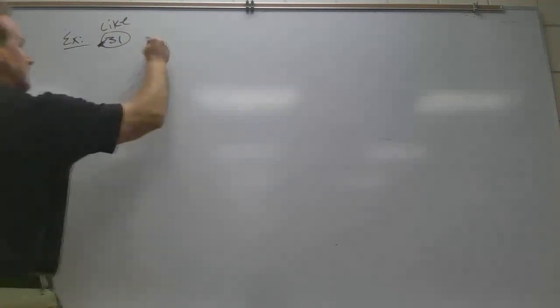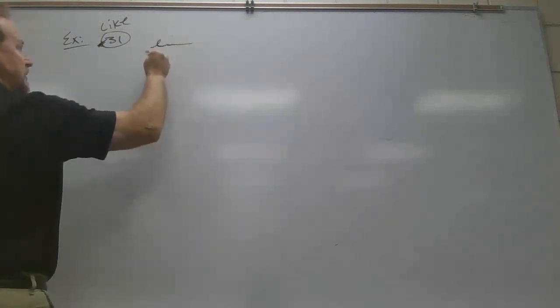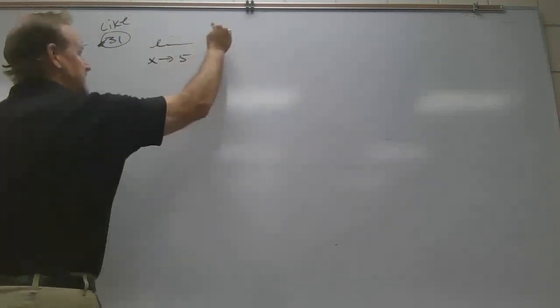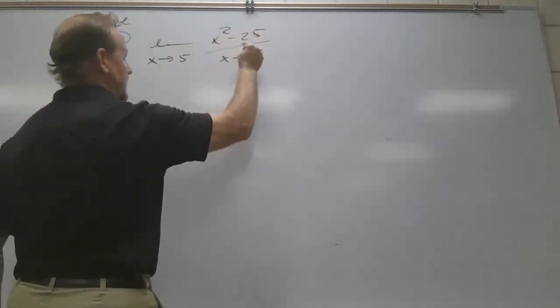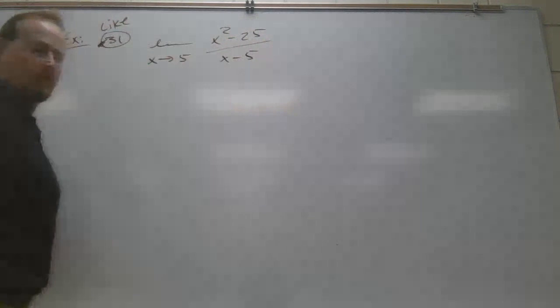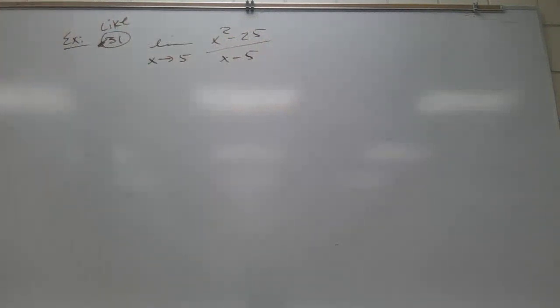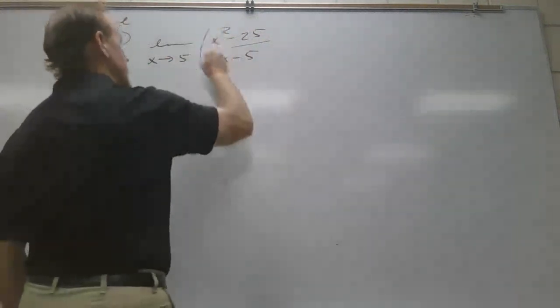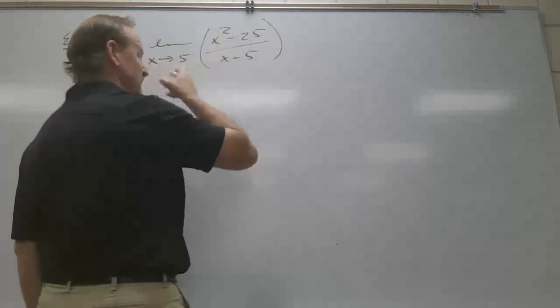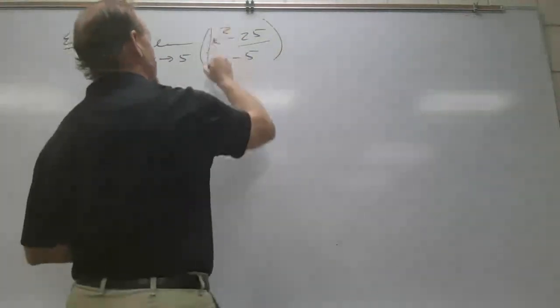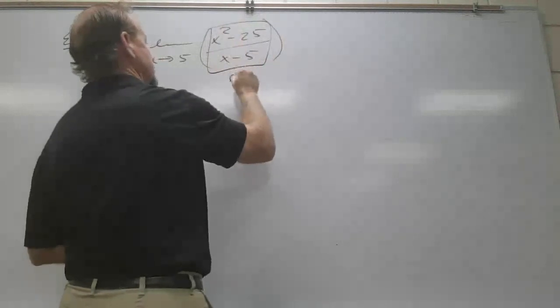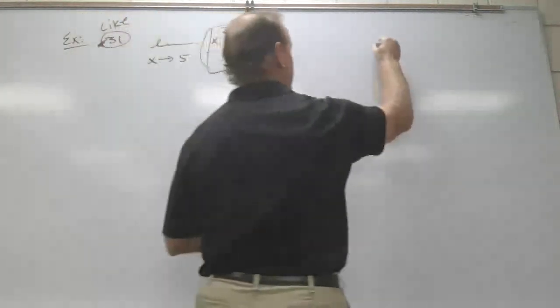And I'm going to take the limit as x approaches 5 of x squared minus 25 over x minus 5. How about we do that? Okay. First of all, here's my function. If this is f of x, what is the domain of f?